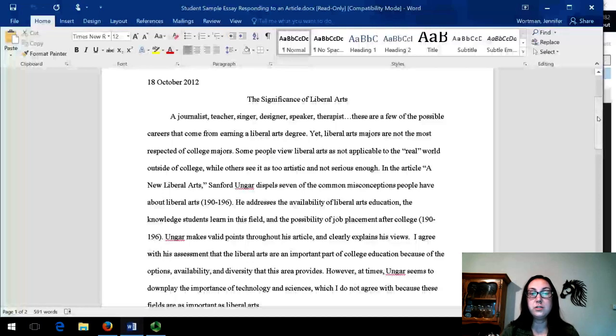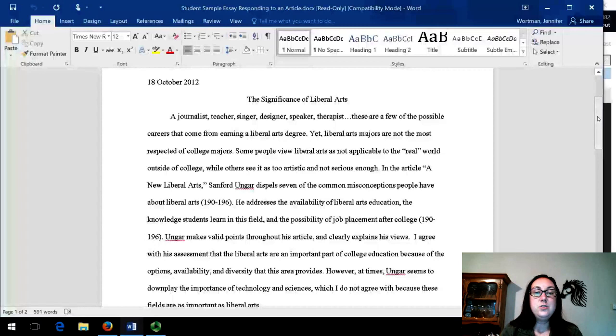Where it says a journalist, teacher, singer, designer, speaker, therapist, these are a few of the possible careers that come from earning a liberal arts degree. Yet liberal arts majors are not the most respected of college majors, okay? Those first two sentences basically make up the hook. At the same time, they're introducing you to the general topic of the essay. You know that this essay is going to have something to do with the significance of liberal arts, okay?